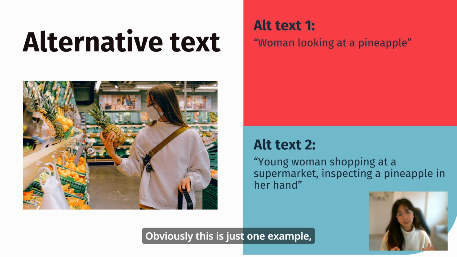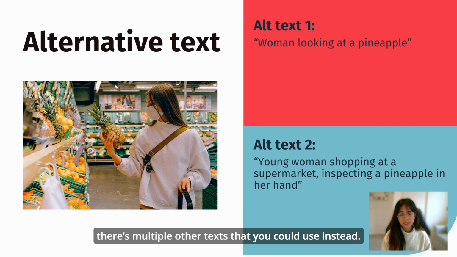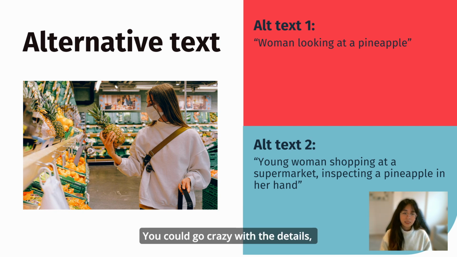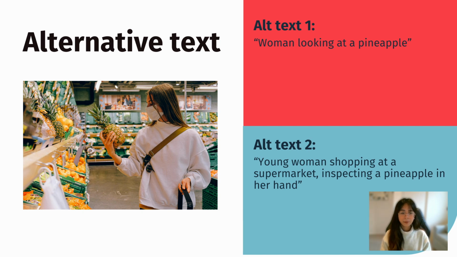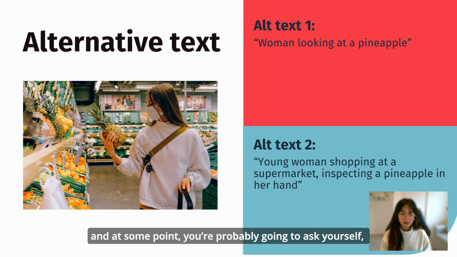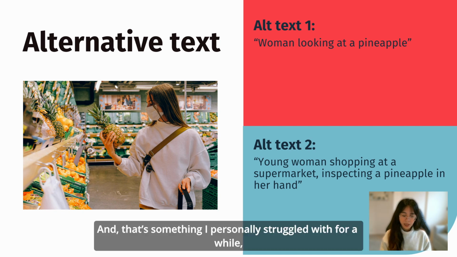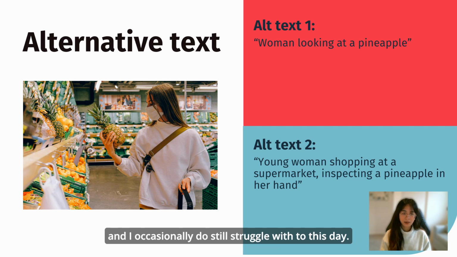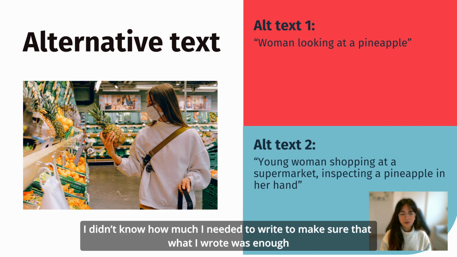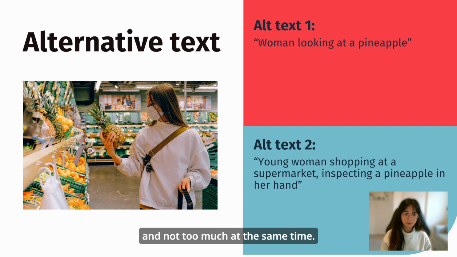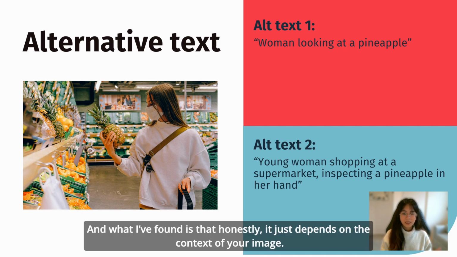And obviously this is just one example. There's multiple other texts that you could use instead. You could go crazy with the details. You could describe what she's wearing and the background and the types of fruits that you can see. And at some point, you're probably going to ask yourself, how detailed do I need to be to write good alt text? And that's something I personally struggled with for a while, and I occasionally do still struggle with to this day, because I didn't know how much I needed to write to make sure that what I wrote was enough and not too much at the same time. And what I found is that honestly, it just depends on the context of your image.